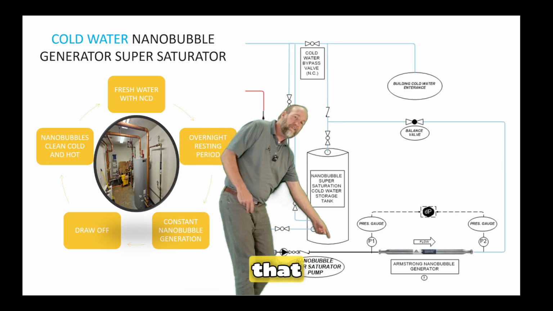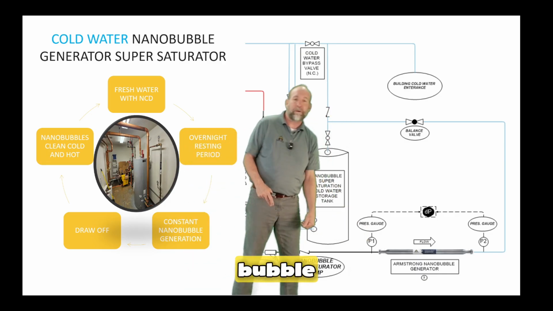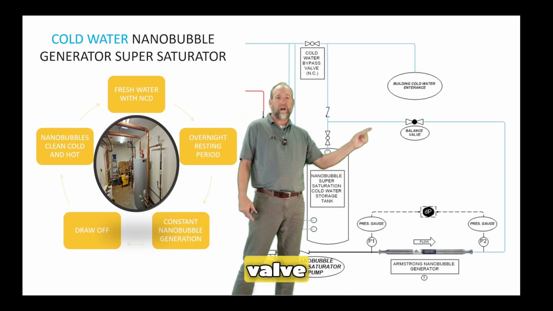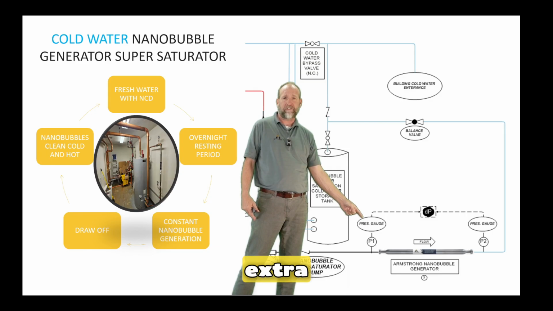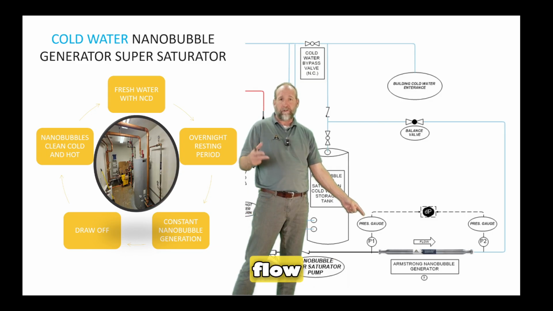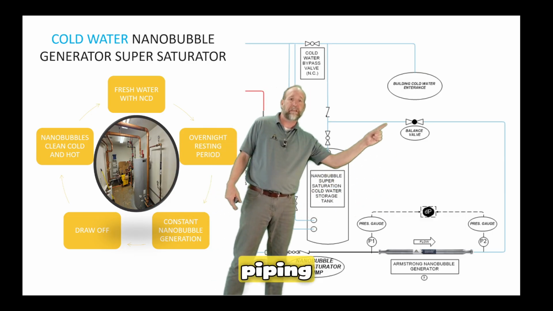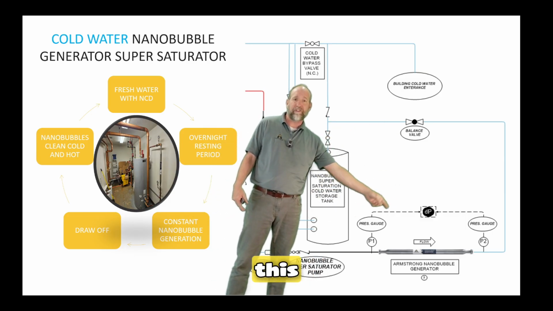We've got a check valve that runs over here, runs through our nanobubble generator with our pressure gauges, and comes up there. We've got a balancing valve. That's just if we need to add a little bit of extra reduction in flow. Okay, so when we select this pump, we select it based on how much piping we believe you might have, because you're going to pipe all this in the field.